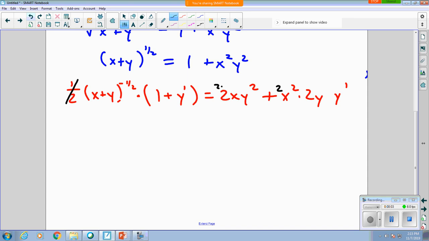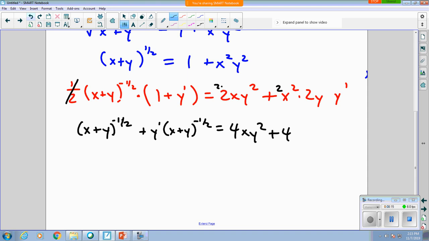So I get x plus y to the negative half when I distribute, plus y prime times x plus y to the negative half equals 4xy squared plus 4x squared y prime. So I got 2 terms with y prime, 2 terms without. I'm going to move this one this way, this one this way. There's no right answer to which ones to move. It's just I pick.